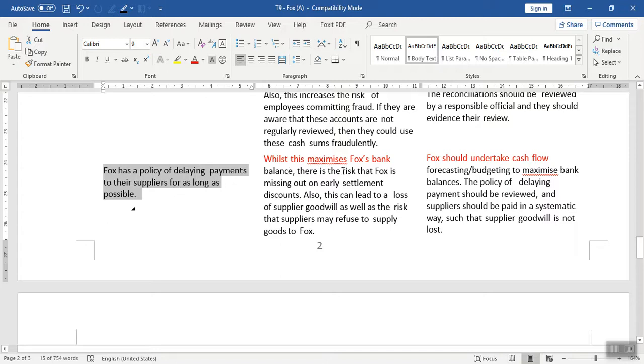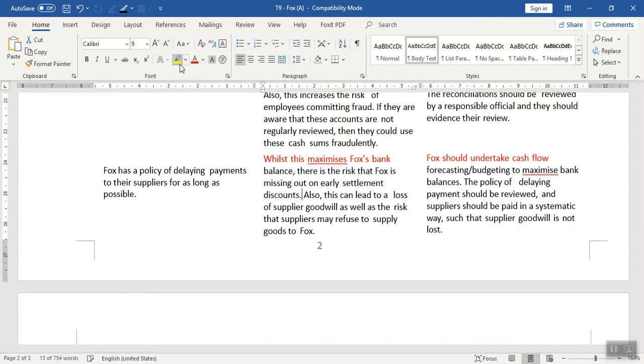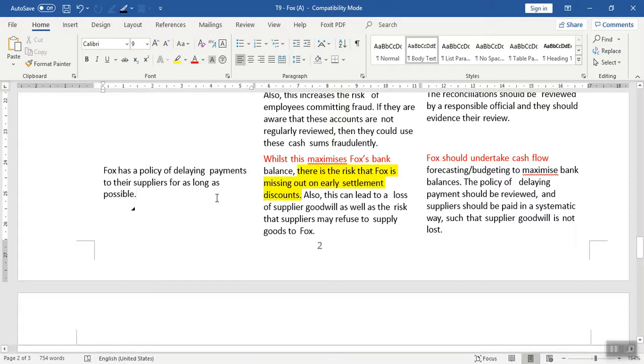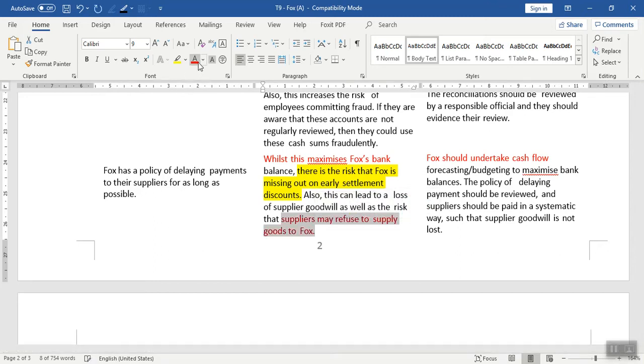Okay, so what is the risk of trying to maximize the bank balance? That is a risk that they're missing out. Can you see or not? Missing out the early settlement discount. And also, this can lead to a loss of supplier goodwill. Supplier goodwill means what? Supplier is not happy with you anymore. Okay, and then in the future, if it continues like that, the supplier might refuse to supply the product or raw material to Fox anymore. Okay, so what should Fox do?